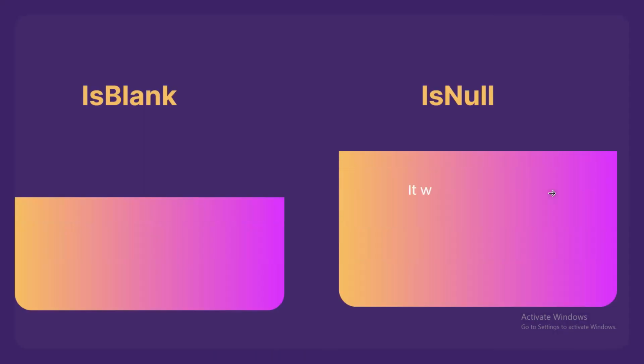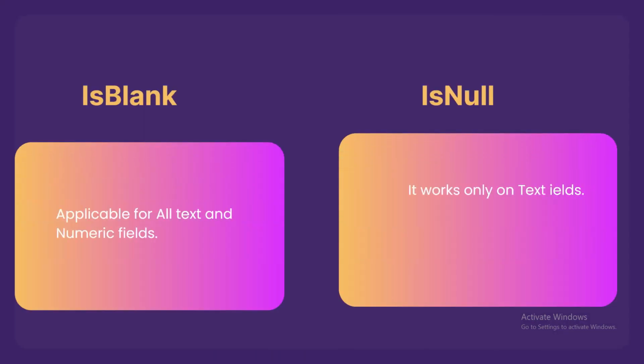Now next, what is the difference between is blank and is null? Is null works only on text fields, but is blank is similar to is null, but it also works for numeric fields, right?